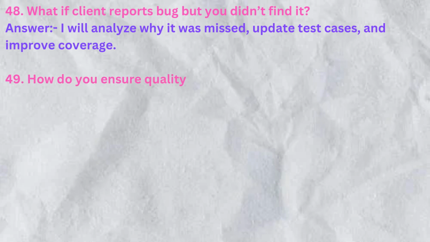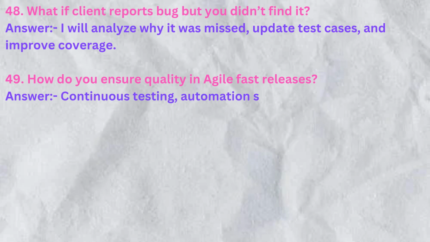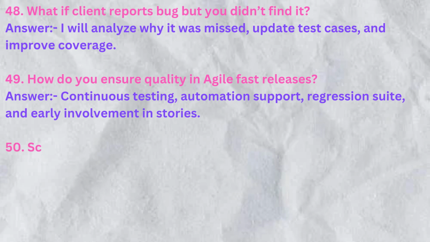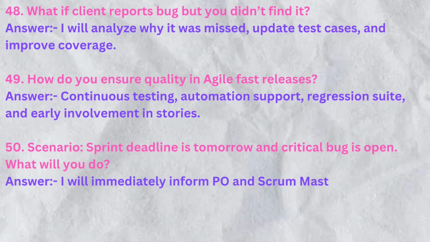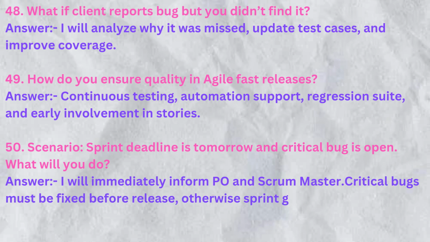Question 49. How do you ensure quality in Agile fast releases? Answer. Continuous testing, automation support, regression suite, and early involvement in stories. Question 50. Scenario. Sprint deadline is tomorrow and critical bug is open. What will you do? Answer. I will immediately inform PO and Scrum Master. Critical bugs must be fixed before release, otherwise sprint goal is at risk.